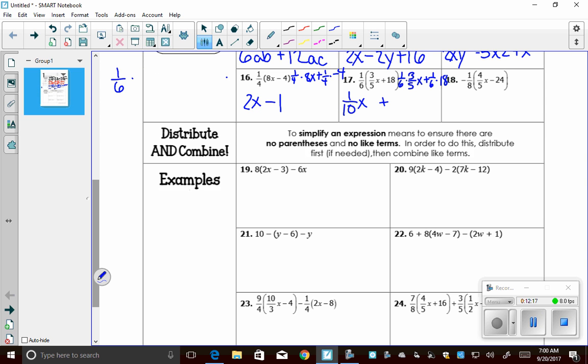So I'm going to do 1/6 times 18. If it's a whole number like this one is, just put it over 1 and say, okay, 1 times 18 is 18. 6 times 1 is 6. 18 divided by 6 is going to give me 3. So it's just going to be plus 3.